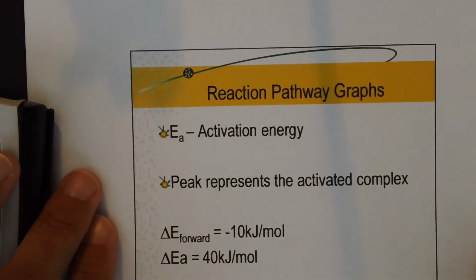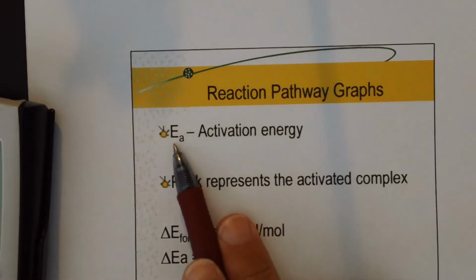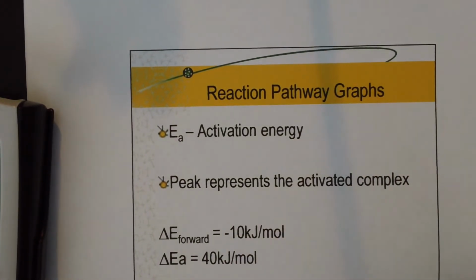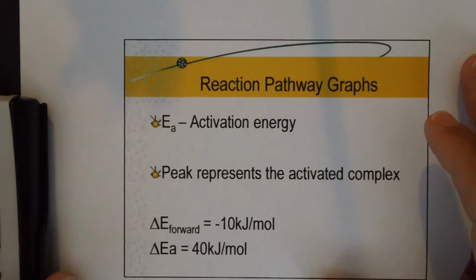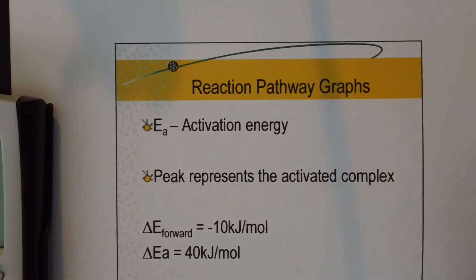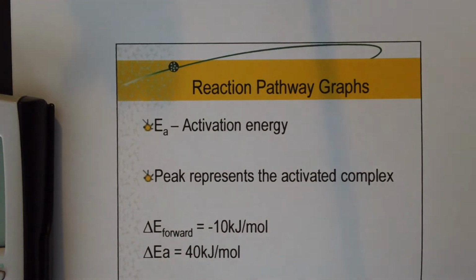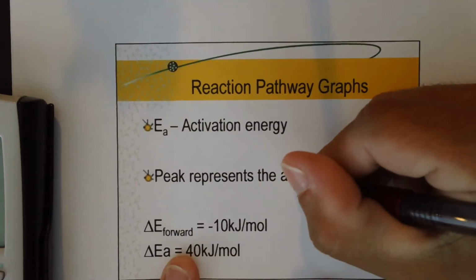We got one little slide left. So this is how we label the activation energy, EA. E subscript A is activation energy. The peak of these energy diagrams or reaction pathway graphs is the activated complex. And then usually they give us some kind of energies associated with these things. So this is how these graphs look.